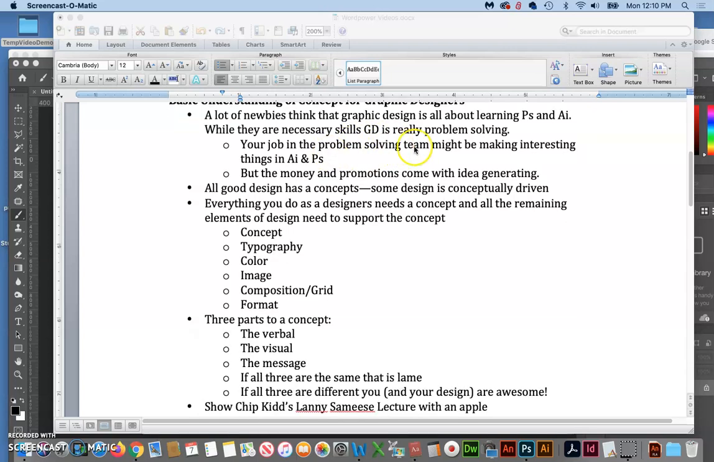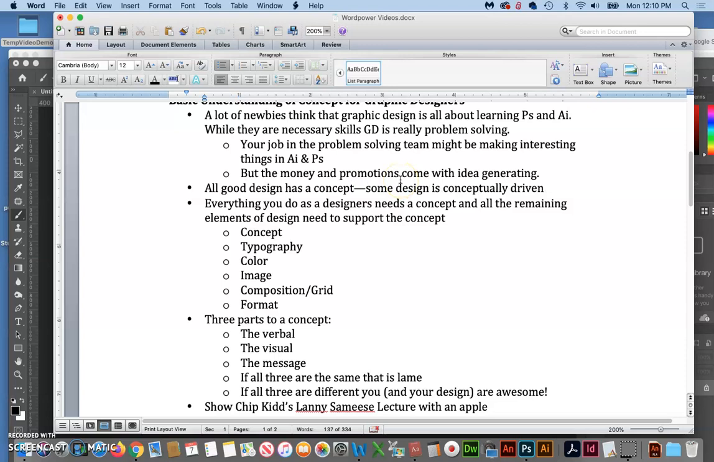So your job in the problem-solving team as a new graphic designer might be making interesting things in Illustrator and Photoshop, but the money and the promotions come with idea generating. All good design has a concept, and that should not be plural because there should only be one concept to a design. Now, sometimes people will say, well, look at this bank brochure here. What's the concept? I don't see any big idea like you've been explaining to us about this whole verbal plus visual equals the message, which we'll get into.